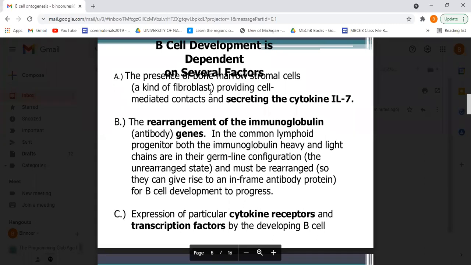And finally, we get to the mature state of the B cell. But one thing I want to mention here is that the rearrangement begins with the heavy chain and then the light chain. And we'll see this especially from the diagrams that we'll see shortly.